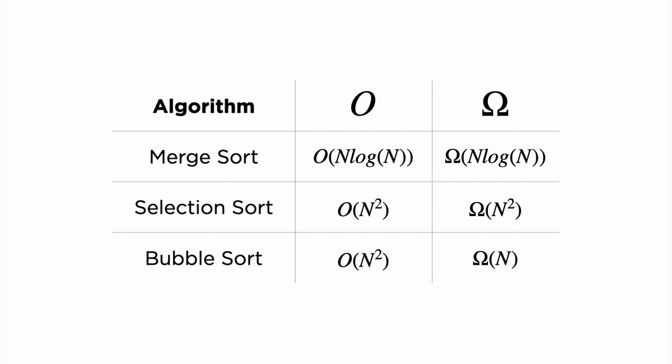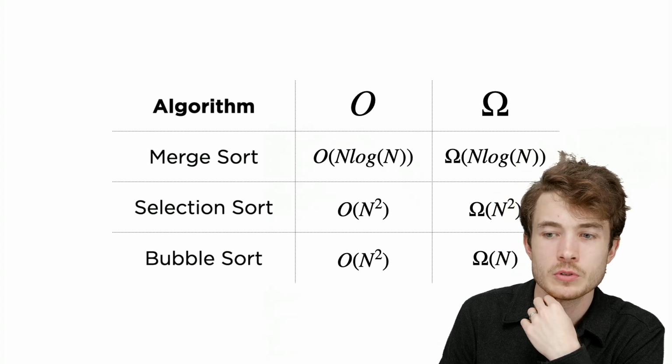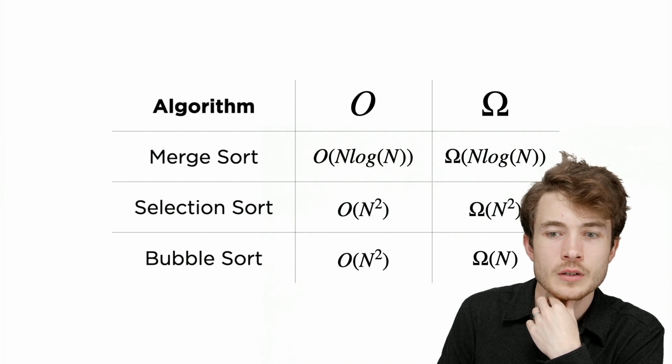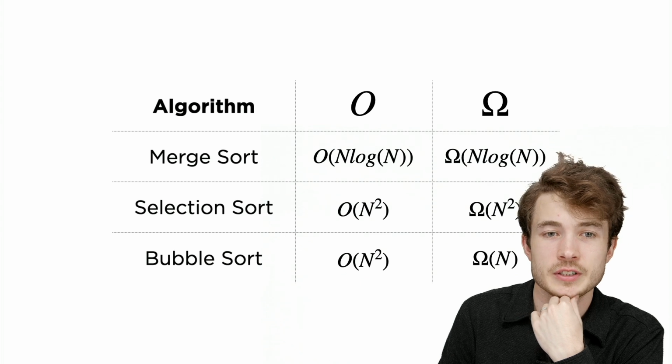Now this is faster than selection sort and bubble sort. So we'll see selection sort here. It was big O of n squared, and bubble sort is also big O of n squared. Now the omega notation for selection sort is also omega of n squared, but for bubble sort, omega of n. And so actually, I said earlier that merge sort is faster than these two, but can you think of a scenario where you might actually want to use bubble sort as opposed to merge sort? What scenario would you want to use bubble sort instead of merge sort? There is a case where bubble sort is faster.